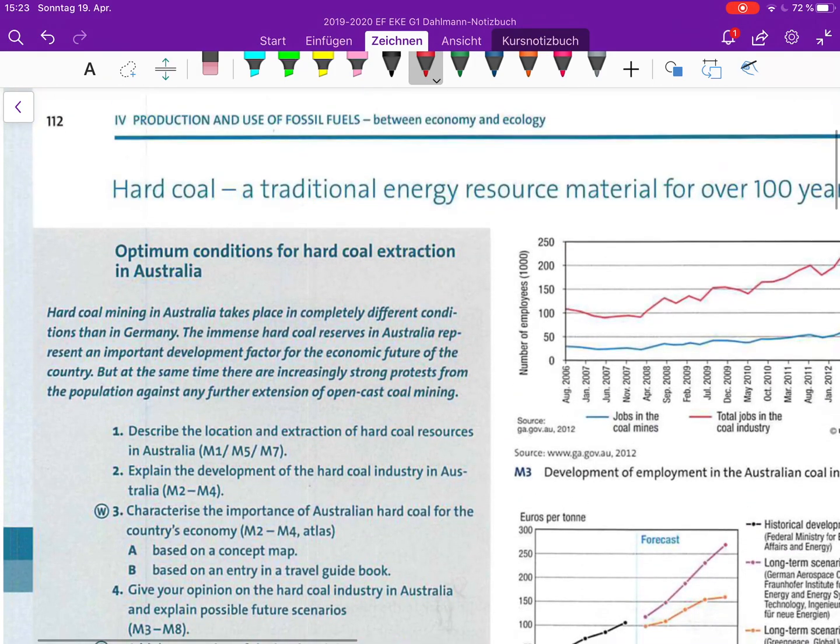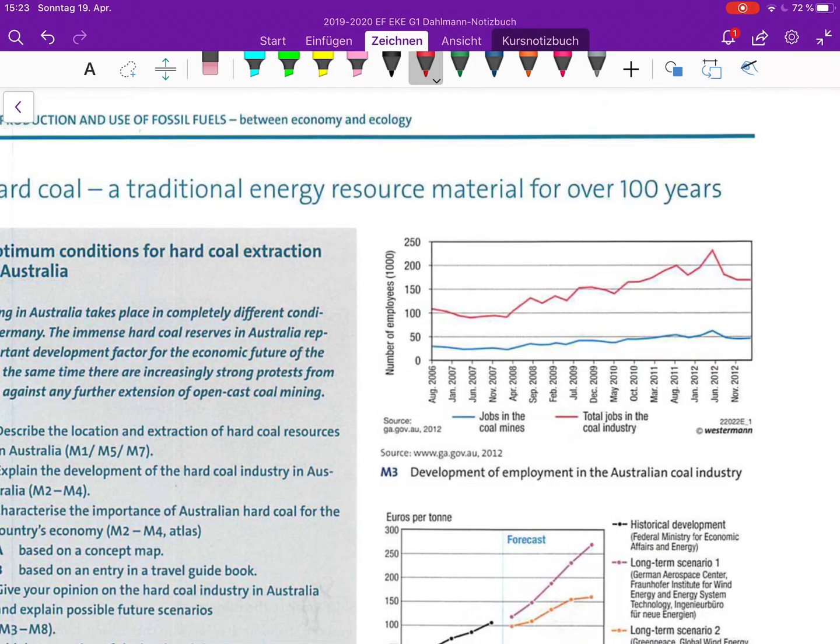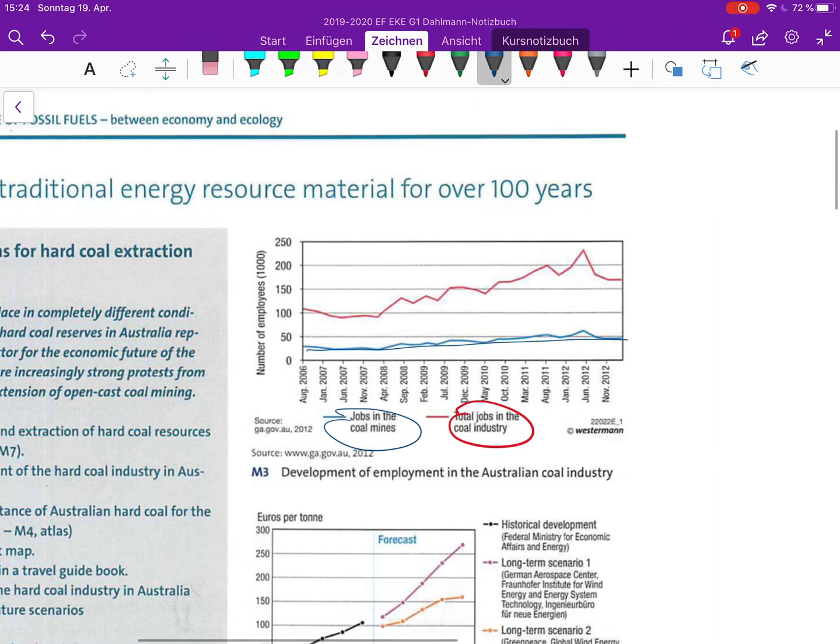M3. Development of the employment in the Australian coal industry. So total jobs and jobs in the coal mines. Jobs in the coal mines almost stagnant.